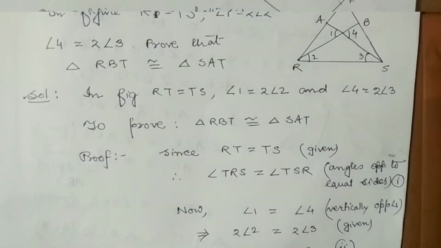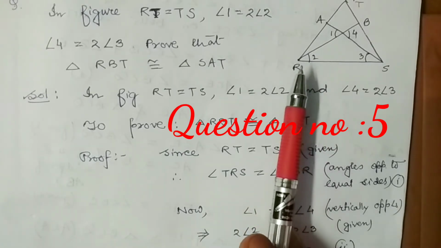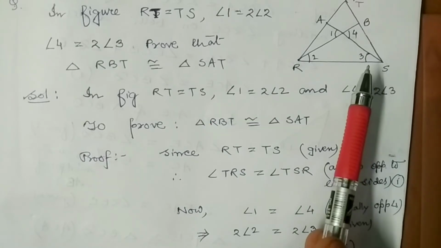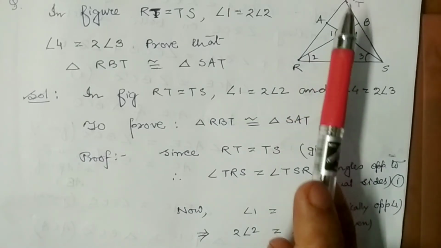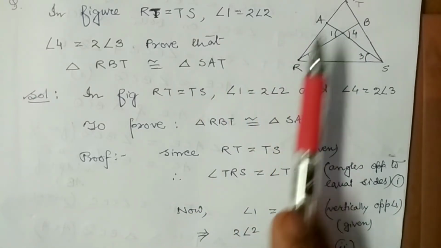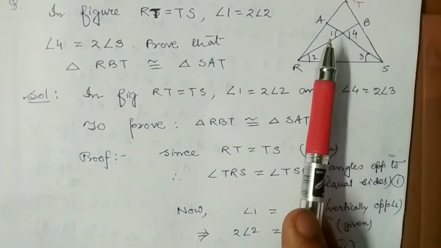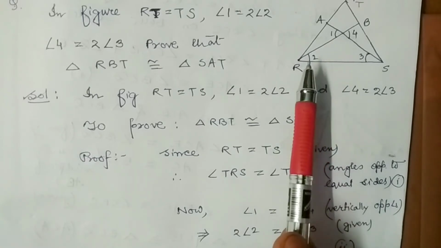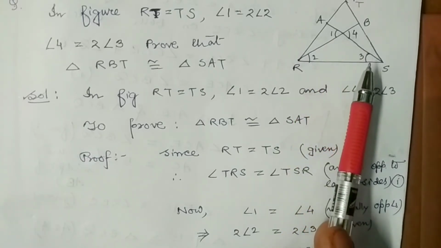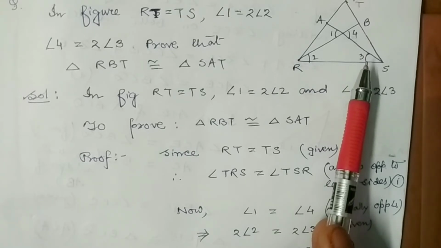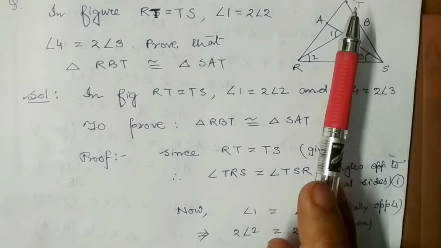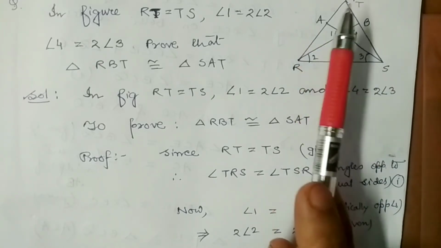So the next question is, in triangle RTS, it is given RT equals TS, that means this side equals this side. Angle 1 is given as twice angle 2, angle 4 is given as twice angle 3, and we are to prove triangle RBT congruent to triangle SAT.